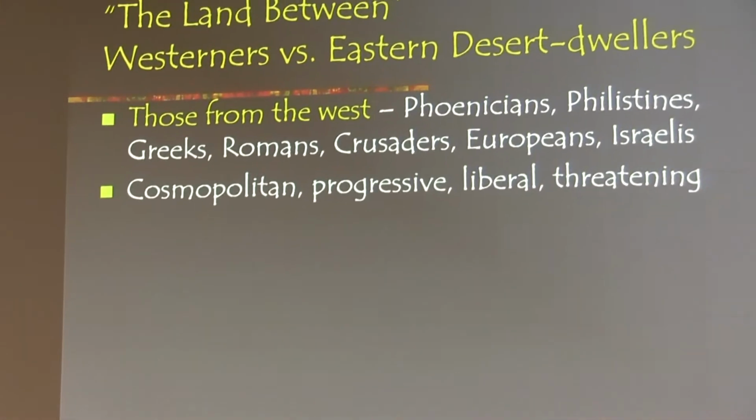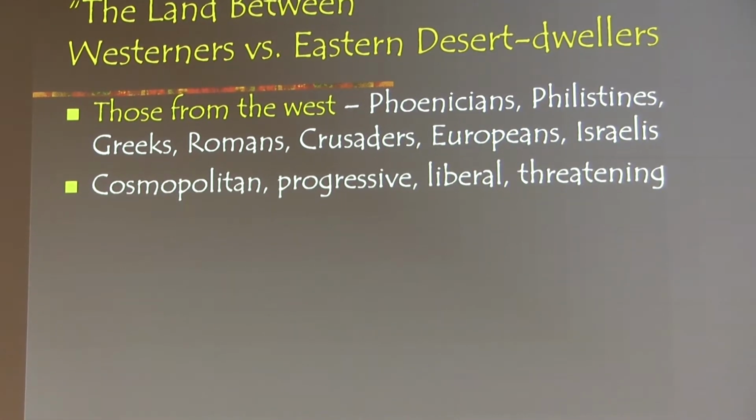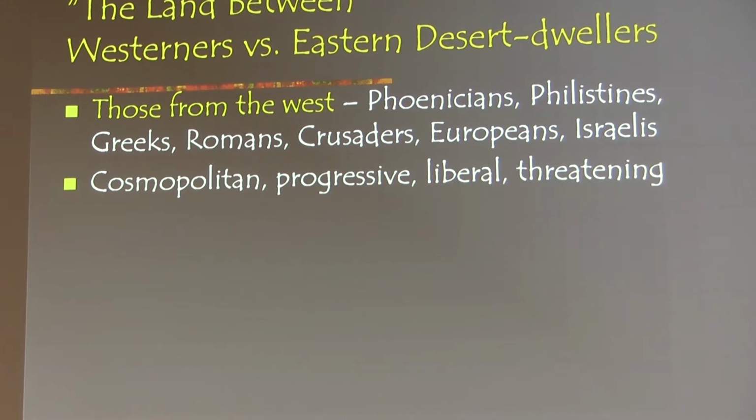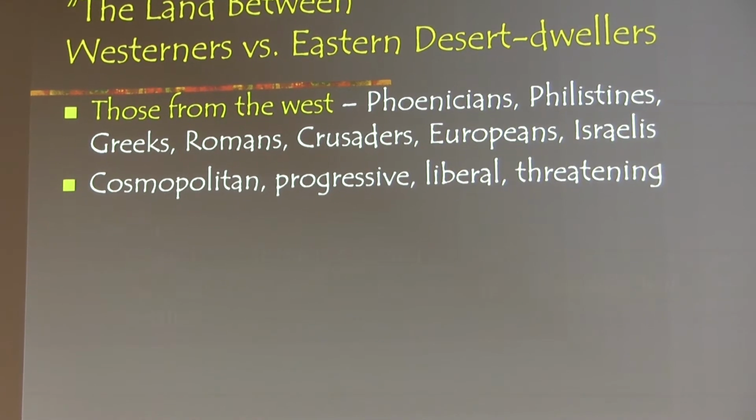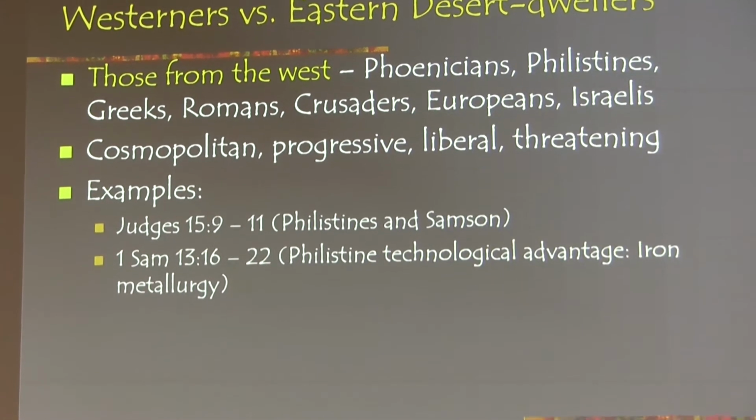Here are some characteristics of these kinds of folks as they're perceived coming into this very interesting land. I'll say more about how that works its way out in a contemporary situation in a moment. But these folks always seem to have, or at least purport to have, a cultural advantage, right? More cosmopolitan, presumably more progressive, more liberal, threatening to the local populations. If we want to look at it that way, here are some biblical examples.